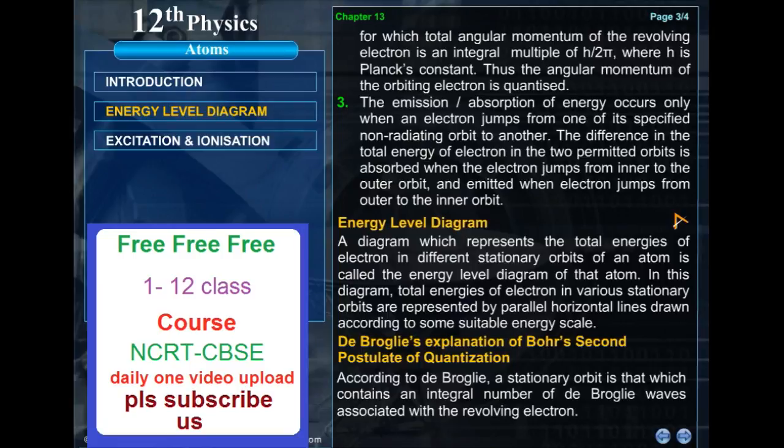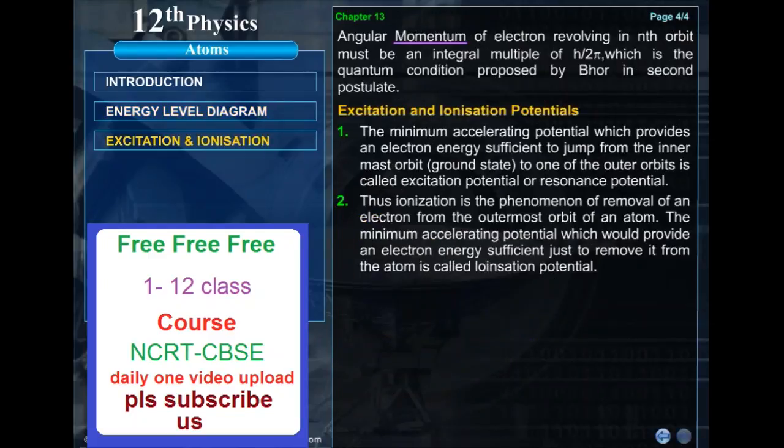De Broglie's explanation of Bohr's second postulate of quantization. According to de Broglie, a stationary orbit is that which contains an integral number of de Broglie waves associated with the revolving electron. Angular momentum of electron in nth orbit must be an integral multiple of h by 2 pi, which is the quantum condition proposed by Bohr in second postulate.